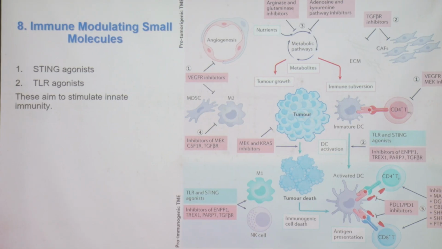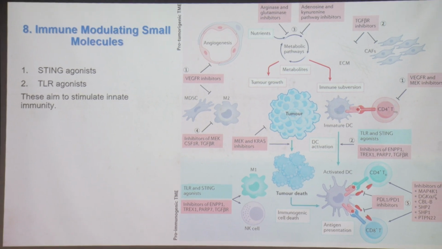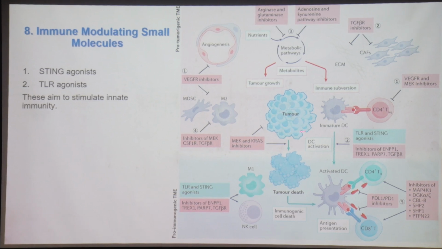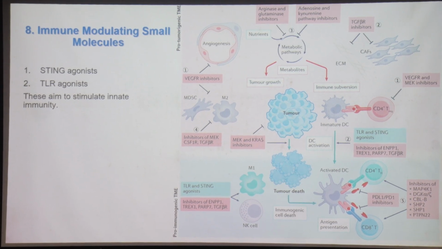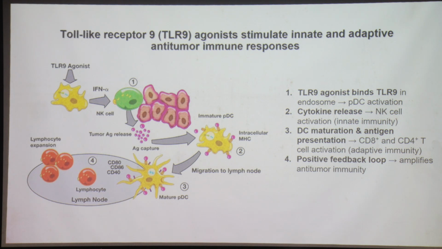Okay. So now we come to TLR agonist, immune modulating small molecules. So here this picture is very complicated, so let's look at it. TLR is a receptor. Toll-like receptor 9 agonists stimulate innate and adaptive anti-tumor immune responses. Obviously that will work for tumor cells, right, if you activate both innate and adaptive. So TLR agonists bind TLR-9 receptors. These PDCs are a kind of dendritic cells.